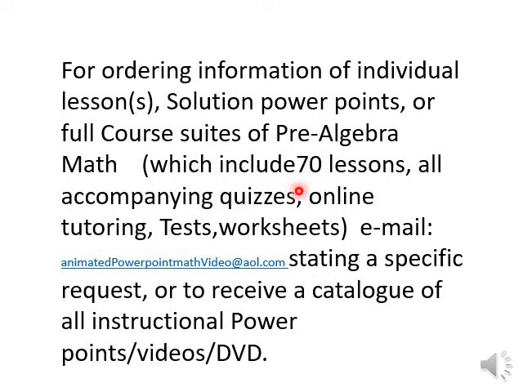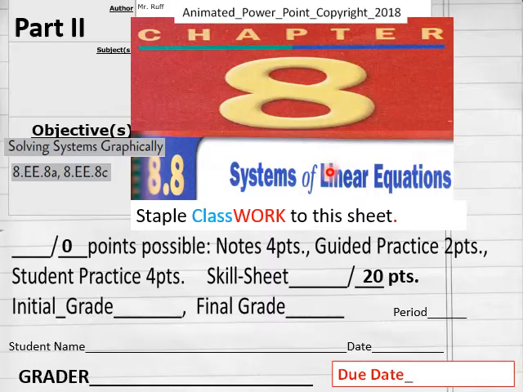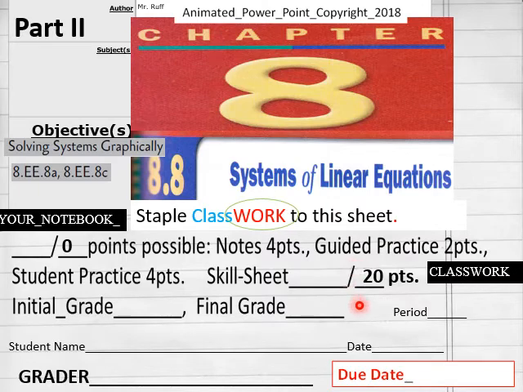Hello everybody, getting ready to do lesson 8.8 part 2 classwork for pre-algebra math. And on your classwork sheet you got 20 points, have that out ready to go. Put your name, date, period here on your Droid, your phone, your tablet, your Chromebook. And this part 2 is systems of linear equations.